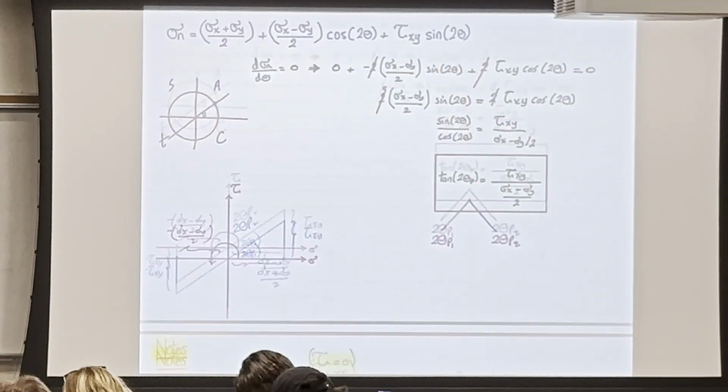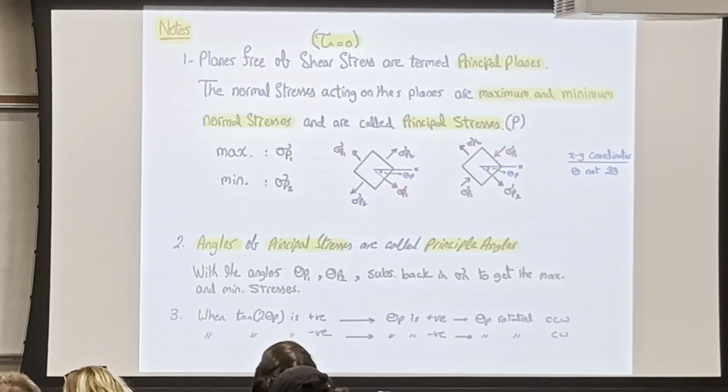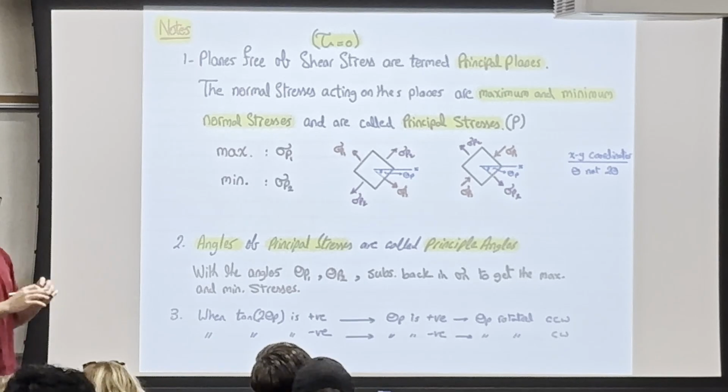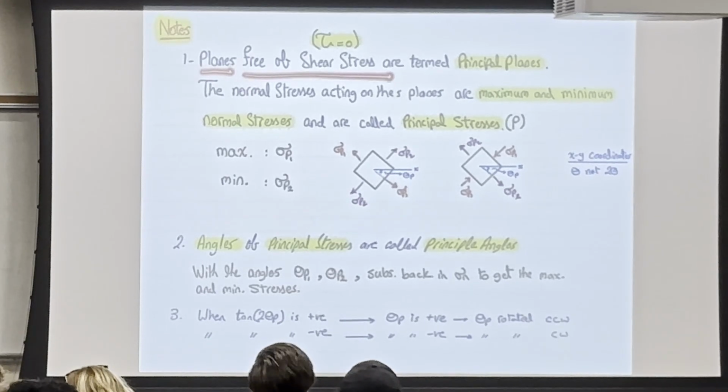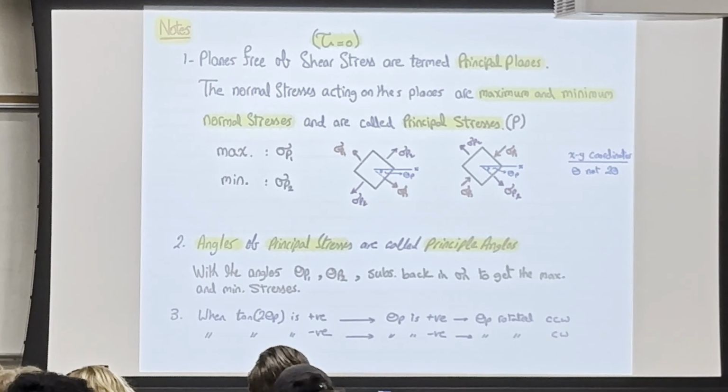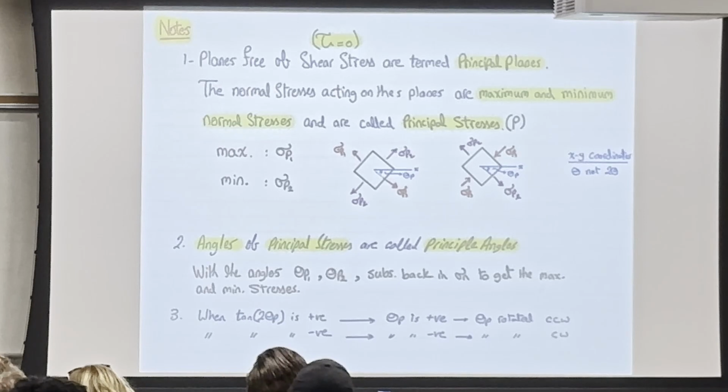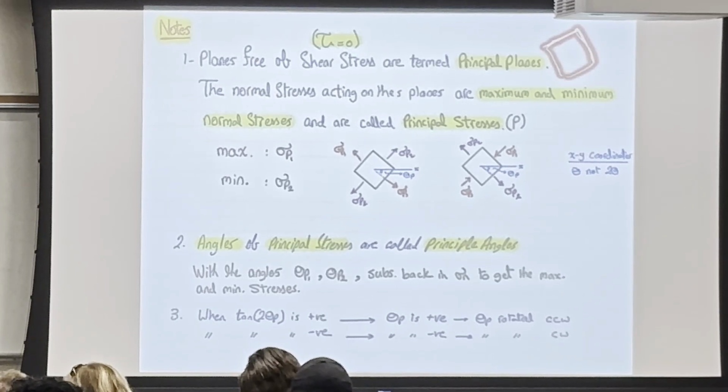Okay? So, let's discuss some notes here. For every slide, there will be a lot of notes so that I'll make sure that you didn't lose me. First thing, the planes free of shear stress, that's where I do have the maximum normal stresses. And this is what we call principal planes. So the planes that will have the maximum stresses, they are called principal planes. And of course, they're going to be orthogonal.